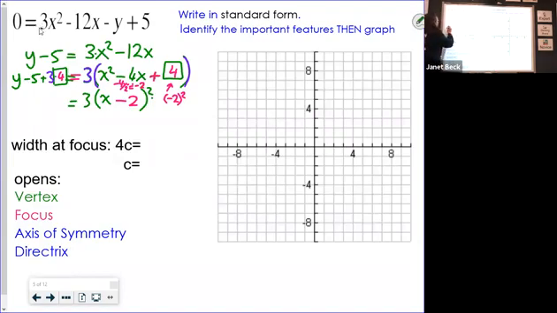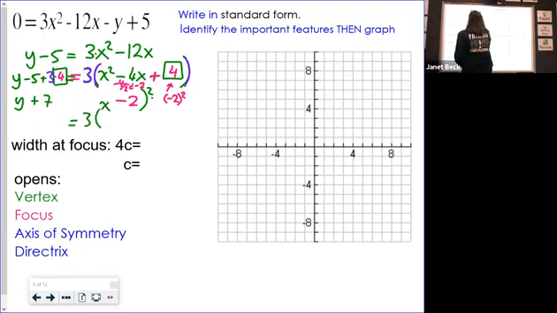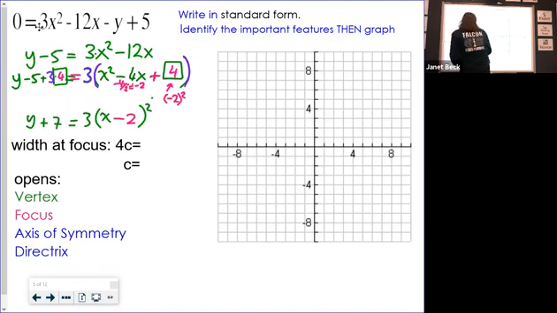So on this side of the equation, I've got y minus 5 plus 12, which is y plus 7. And there we have it in graphing form. Let's actually move all this, split this down so we can see it. Okay, that's my equation in graphing form.